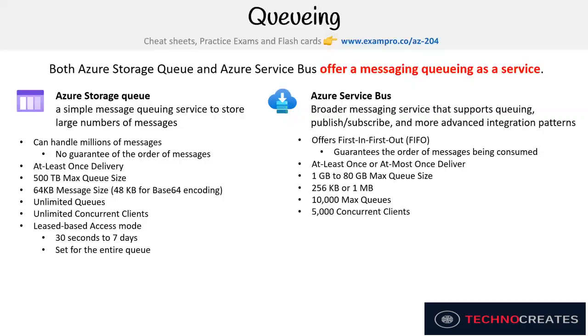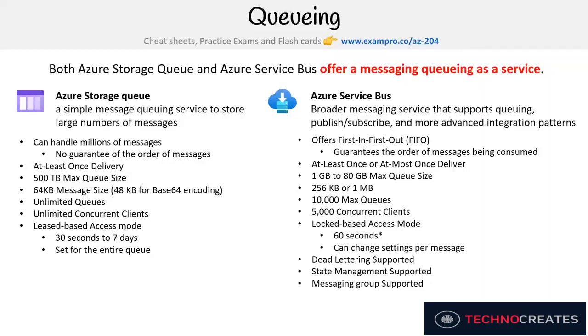5,000 concurrent clients, lock-based access mode, and that is with 60 seconds, can change settings per message, and it has dead letter support, which is very useful. State management support, message group support, deduping support, purging queue support, and transaction support.